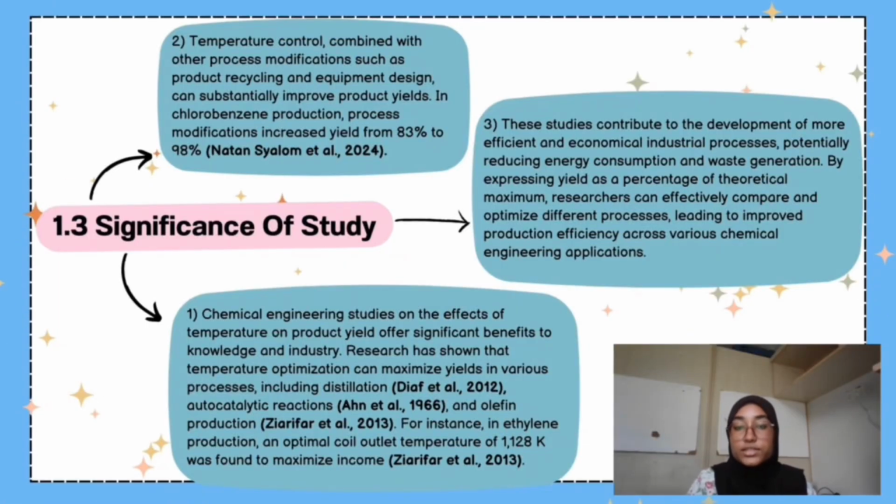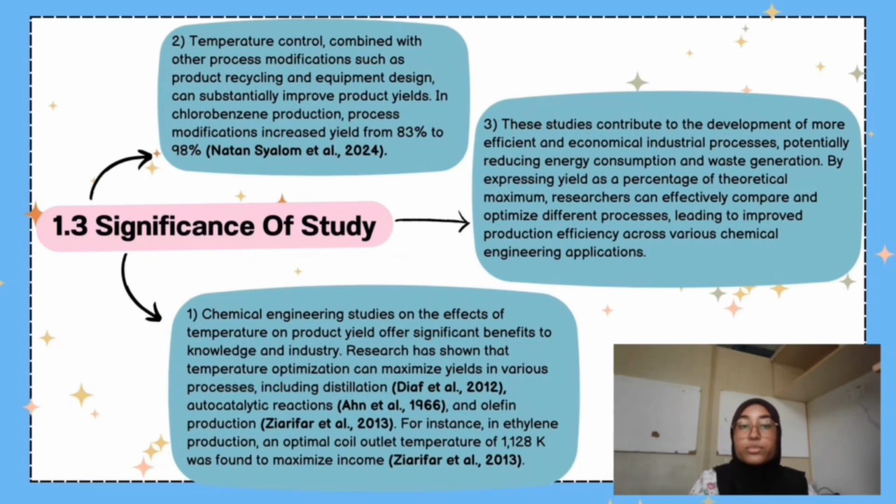Third is the significance of this study. Chemical engineering studies on the effects of temperature on product yield offer significant benefits to knowledge and industry. Research has shown that temperature optimization can maximize yields in various processes, including distillation, autocatalytic reactions, which involve catalysts, and olefin production, where the most common method for producing olefins is steam cracking, which involves heating alkenes and steam to high temperature to break the alkenes into shorter chain of hydrocarbon. For instance, in ethylene production, an optimal coil outlet temperature of 1128 Kelvin was found to maximize income.